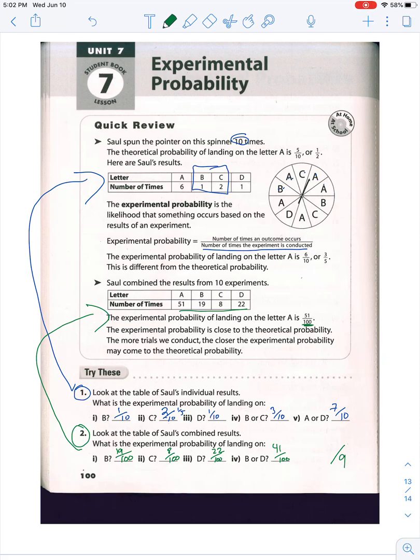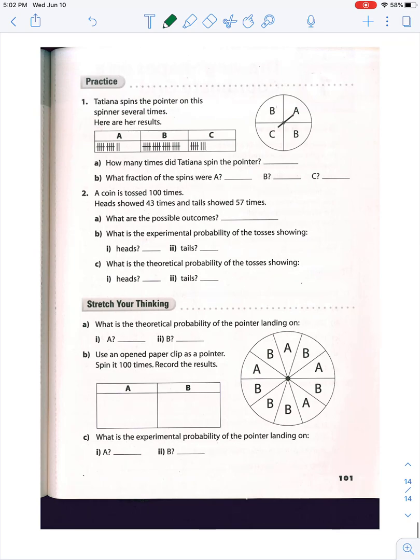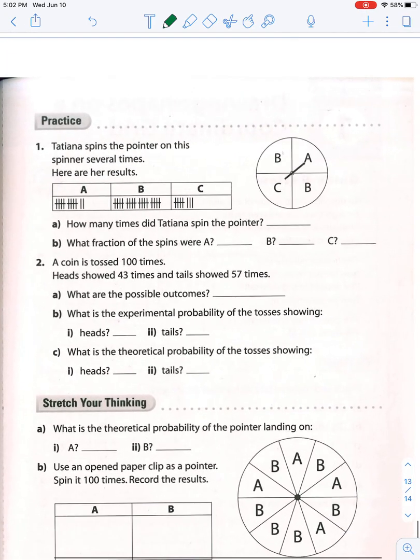So hopefully you guys did very well on that. The whole page is out of 9. Okay, all right, next, moving right along. Tatiana spins the pointer on the spinner several times. Here are her results. How many times did she spin the pointer? Oh, that was nice of them to ask that question for us, because that is what we had to figure out to know what the denominator should be in experimental probability. Oh, wait, I don't know why I wrote 10, because maybe it's not 10.